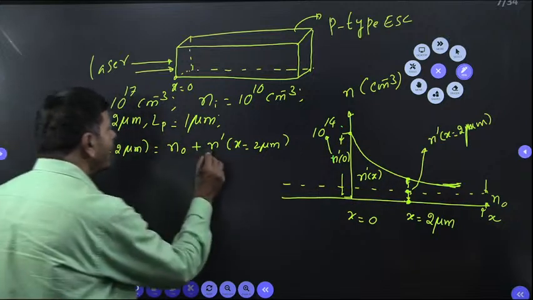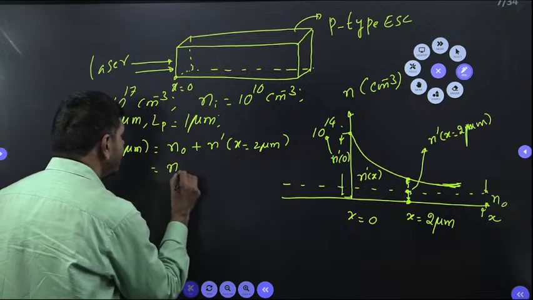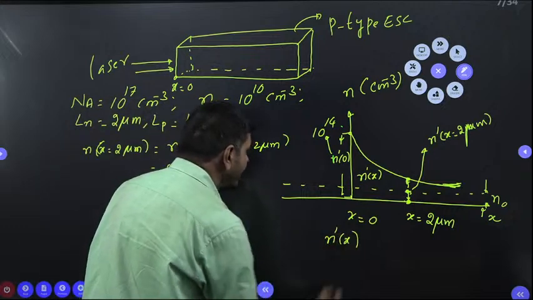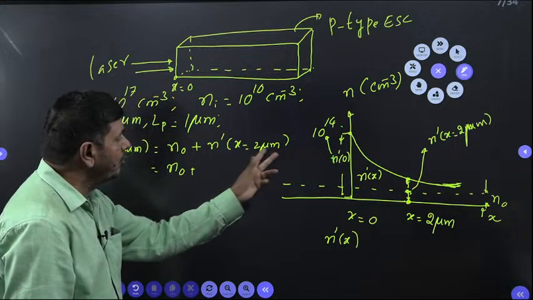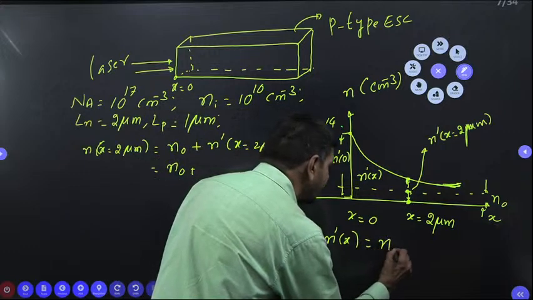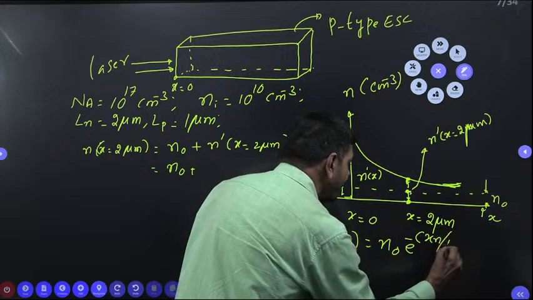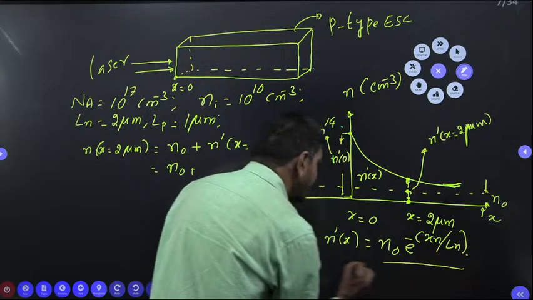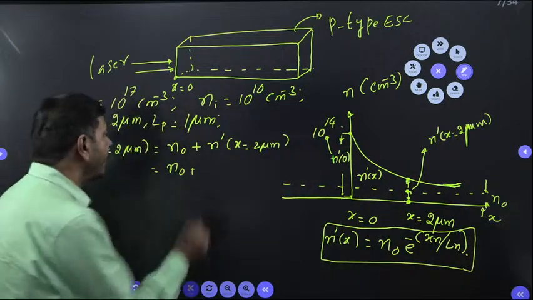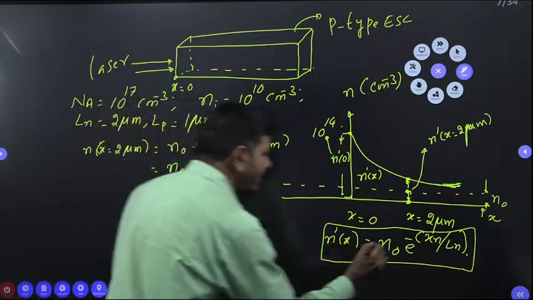Catch my point. What is N dash of X for 2 micrometers now? This value is calculated by a formula. N dash of X equal to what? Any value here now, 2 micrometers or 1 micrometer or something, whatever it may be. But N dash of X equal to N naught into e power minus X by Ln, I can write. By using this formula only, N dash of X is calculated. I can write here N dash of X equal to 2 micrometers only now.